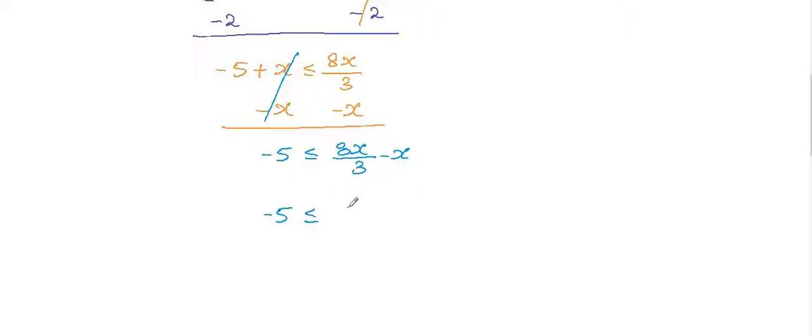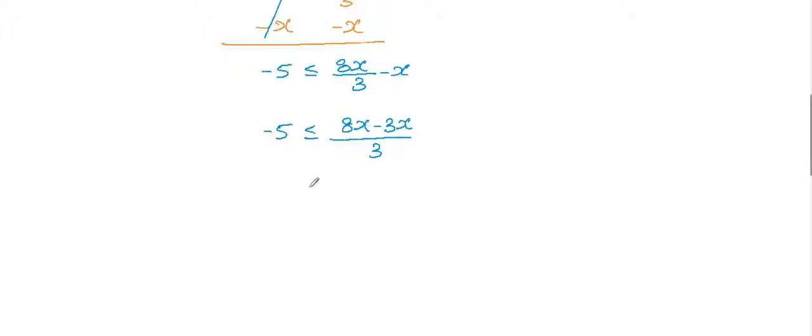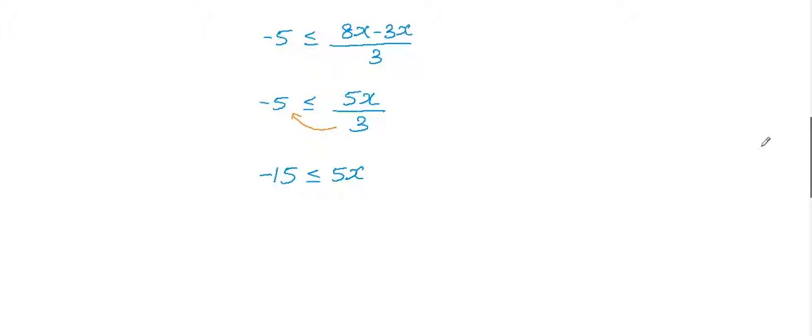We'll get minus 5 less than or equals to 8x minus 3x by 3. 8x minus 3x becomes 5x, so 5x by 3. If we move that 3 to the left hand side, we'll get minus 15 less than or equals to 5x. And if you divide both the sides by 5, we'll get minus 3 less than or equals to x, which can be written as x is greater than or equals to minus 3.